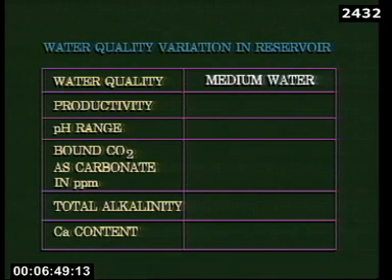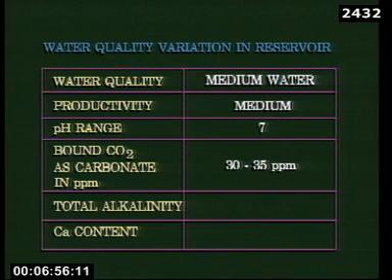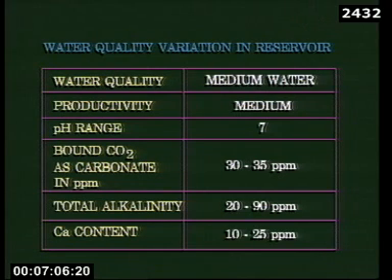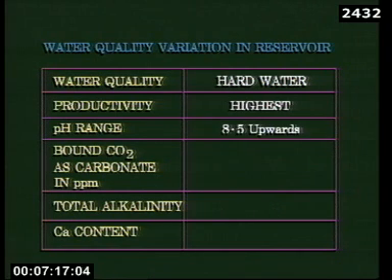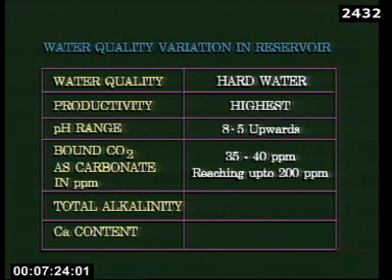In medium water reservoirs, productivity is medium at pH 7, bound carbon dioxide as carbonate at 30 to 35 ppm, total alkalinity at 20 to 90 ppm, and calcium content 10 to 25 ppm. In hard water reservoirs, highest productivity is met with at pH 8.5 and upwards, bound carbon dioxide as carbonate 35 to 40 ppm and reaching up to 200 ppm, total alkalinity greater than 90 ppm and calcium content greater than 25 ppm.